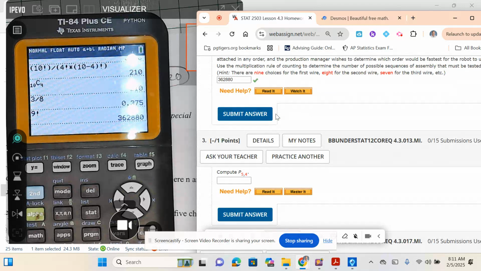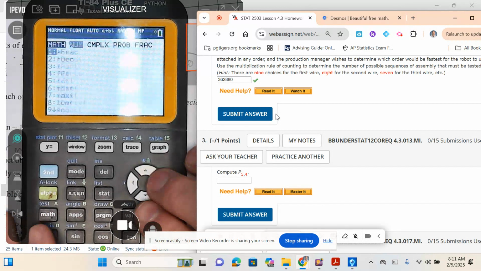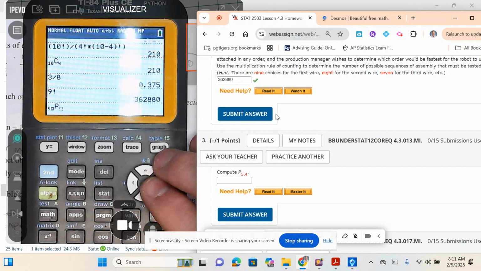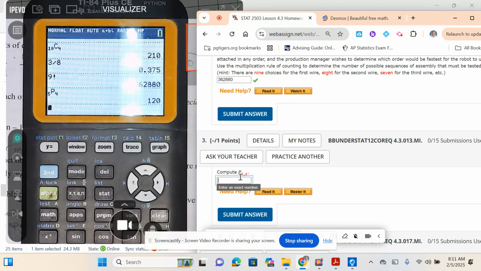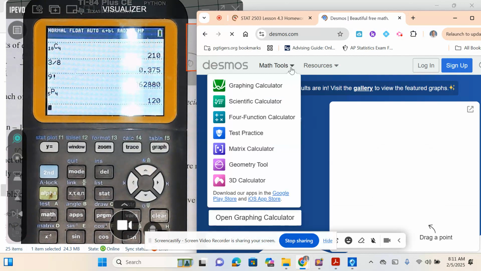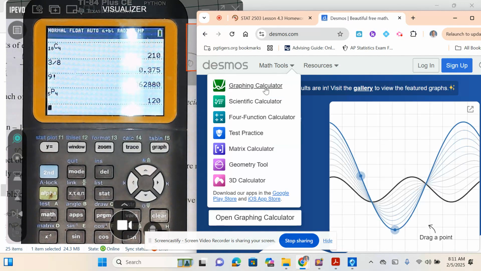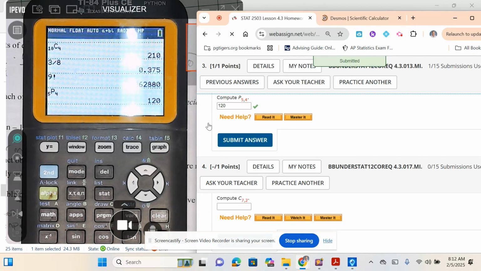Compute P(5,4). Very straightforward. In your calculator, you can do this very simply. Go to math, PROB, nPr, 5, 4. So it's nPr 5, 4. Okay. So 120. So math, PROB, option 2. If this will load, I can go to math tools, and I'll go to the scientific calculator. It might take a while to load there. So 120.